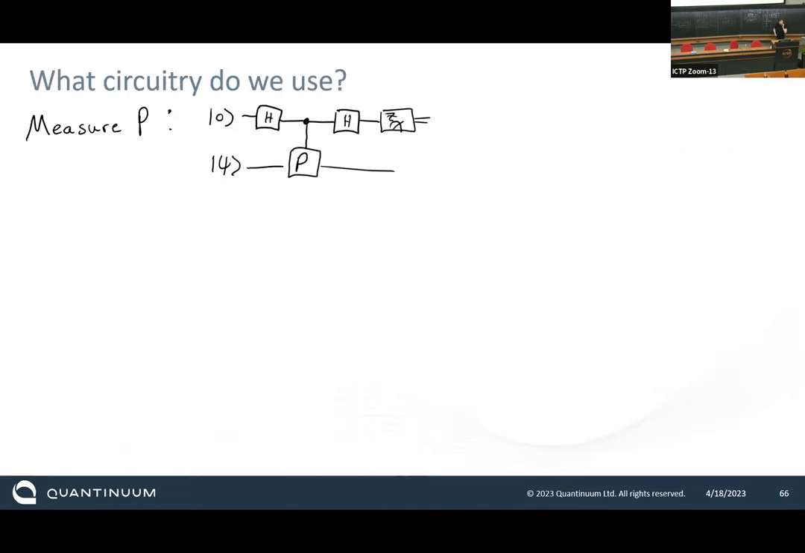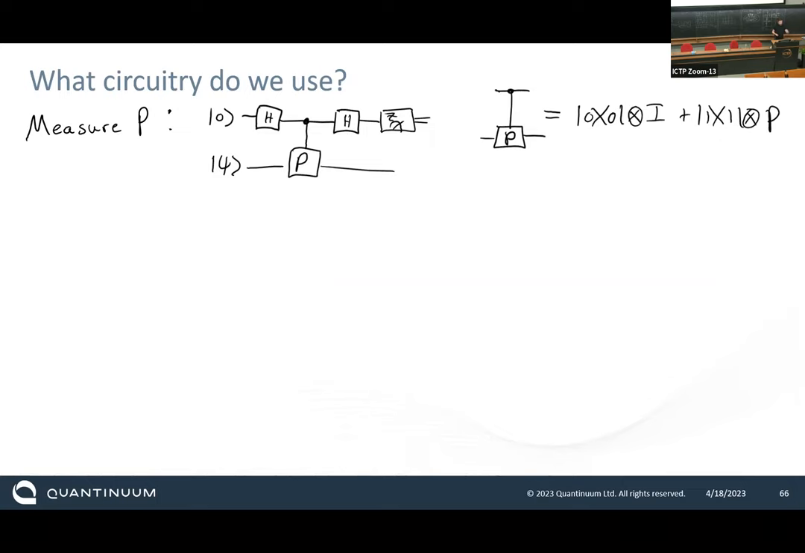Anyway. So I think Ben briefly touched on measurements, but I'll talk about those again in a different way. I'm mainly focusing on how these circuits work whenever we want to measure these observables for generic Pauli operators that we want to measure.